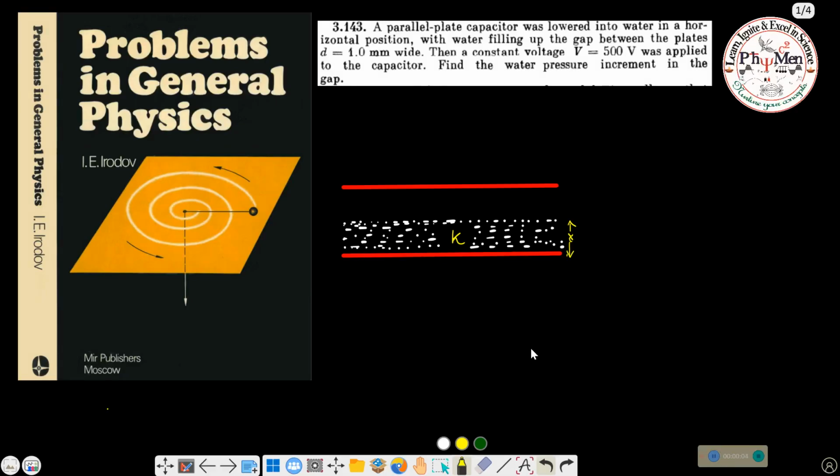Hello students, this is a question from I.E. Irodov, question number 3.143. The question says: a parallel plate capacitor was lowered into water in a horizontal position, with water filling up the gap between the plates, d equal to 1 millimeter wide. Then a constant voltage V equal to 500 volt was applied to the capacitor. Find the water pressure increment in the gap.